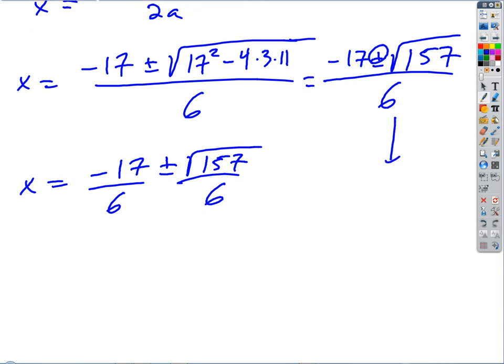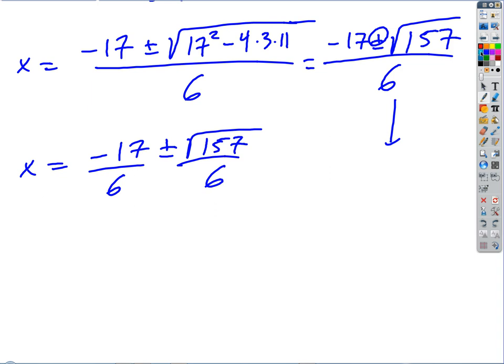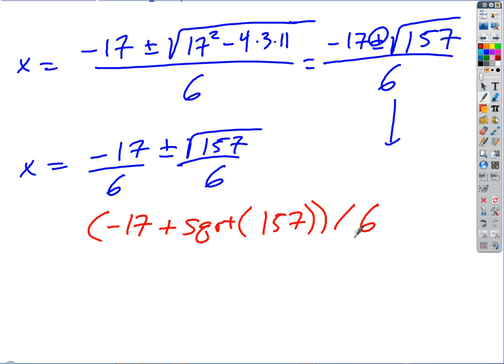And if I just put that in Moodle, then isn't that just going to look like? Well, you tell me. What would be the buttons I would push to put that into Moodle? Negative 17. Okay, but first, parentheses. Yeah, I got to open a set of parentheses. Negative 17. Plus square root, parenthesis, 157, parenthesis. Good. So that's the whole top now enclosed in a quantity. Divided by 6. There it is.